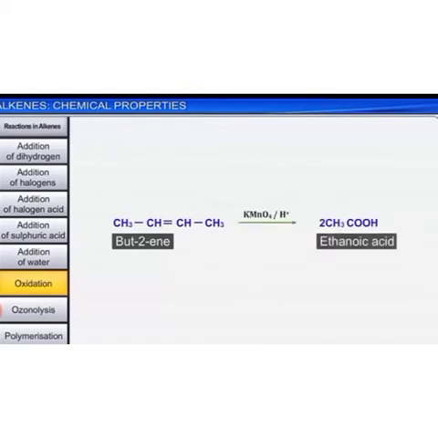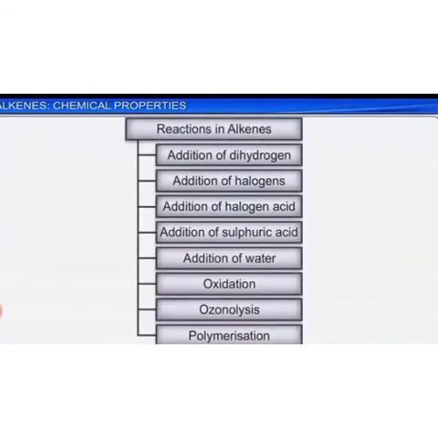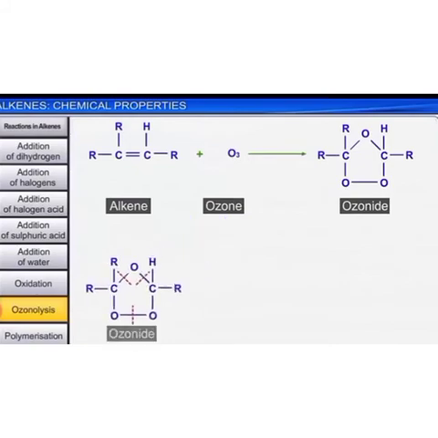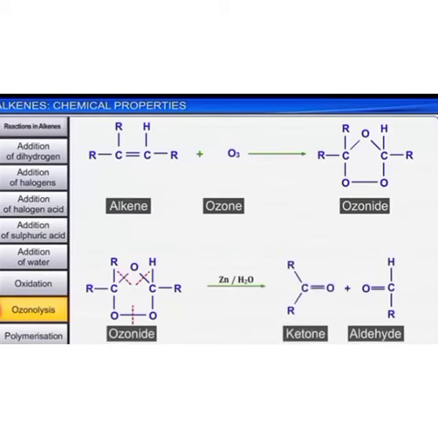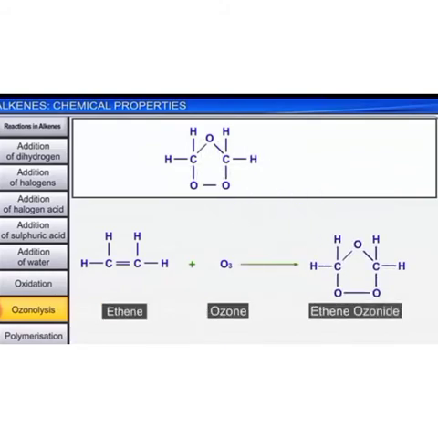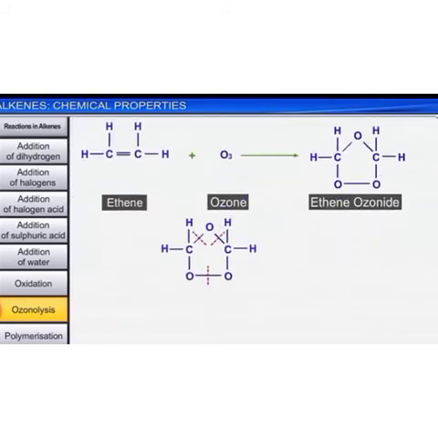Let us now look at the addition of ozone to an alkene, which is also called ozonolysis. Alkenes react with ozone to form ozonides, which, on further hydrolysis, in the presence of zinc, form either aldehydes or ketones or both. For example, in this reaction, the ozone molecule is added across the double bond in ethene to give ethene ozonide. This, on hydrolysis, forms formaldehyde or methanal.